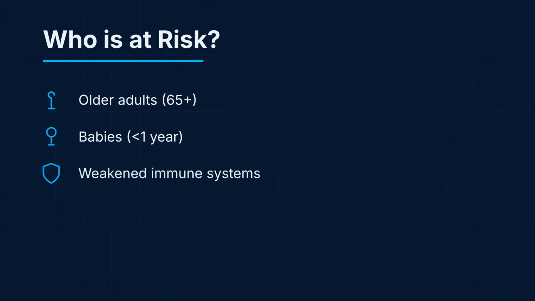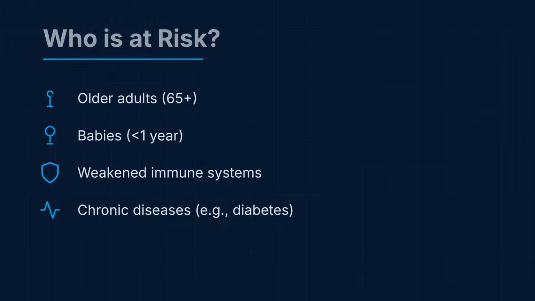Not everyone has the same risk of developing sepsis. Some patients are more vulnerable than others. These include older adults, especially those over 65 years of age, babies younger than 1 year, patients with weakened immune systems, and people living with chronic diseases such as diabetes. These patients should always be monitored carefully whenever infection is suspected.